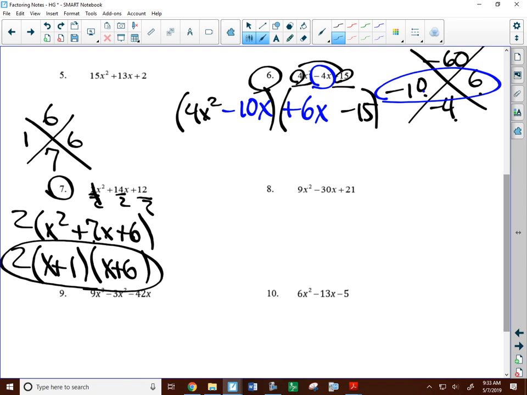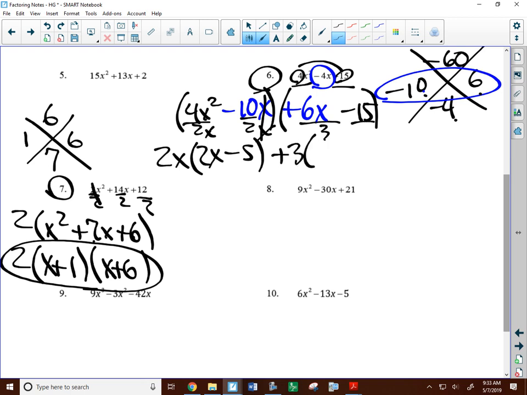So let's see, the first group, I can take out a 2 and an x. 4 over 2 is 2, x squared over x is x. Minus, and then here I have 5. Here I can take out a 3. So 6x over 3 will be 2x, and negative 15 over 3 is negative 5. And the final step is factor out 2x minus 5, and we'll be left with 2x plus 3.